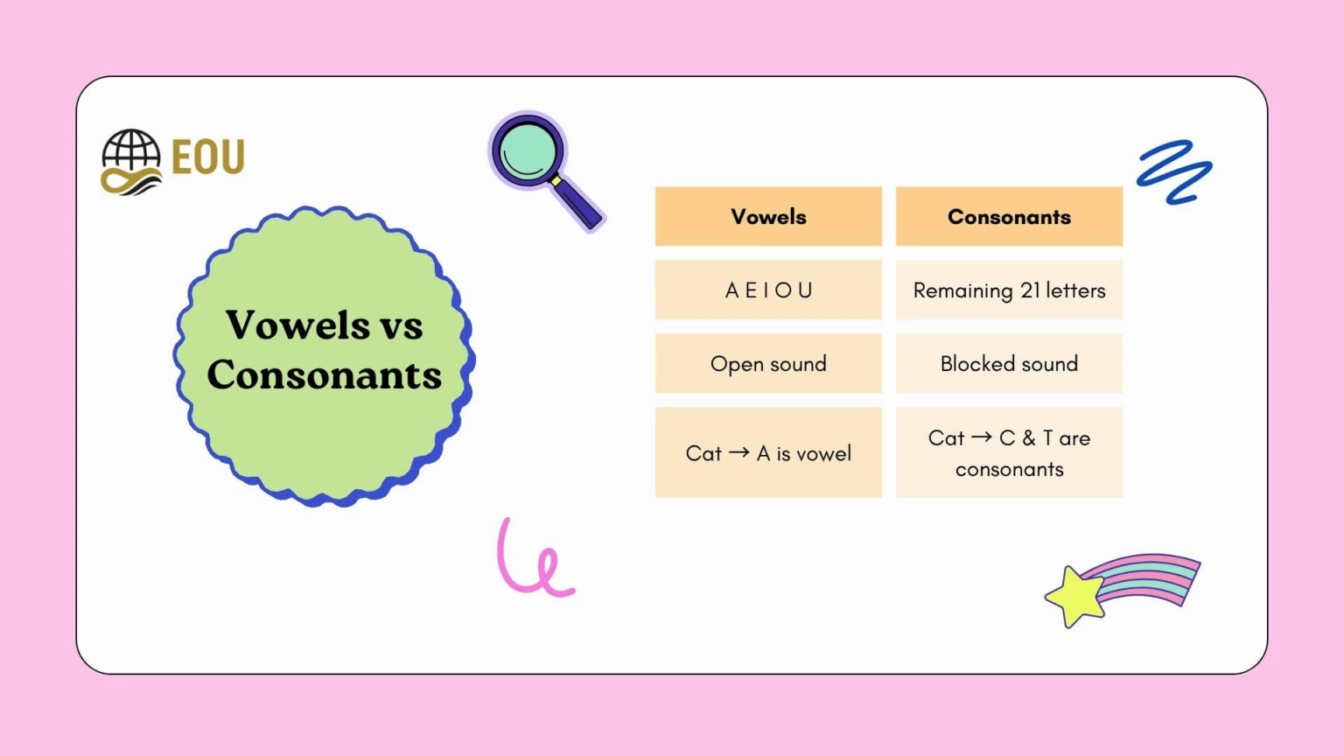Now let's compare vowels and consonants. Vowels are A, E, I, O, U. The remaining 21 letters are consonants. Vowels make open sounds. Consonants make blocked sounds. Let's look at the word cat. A is a vowel. C and T are consonants. Now your turn. Can you find the vowel in the word book?